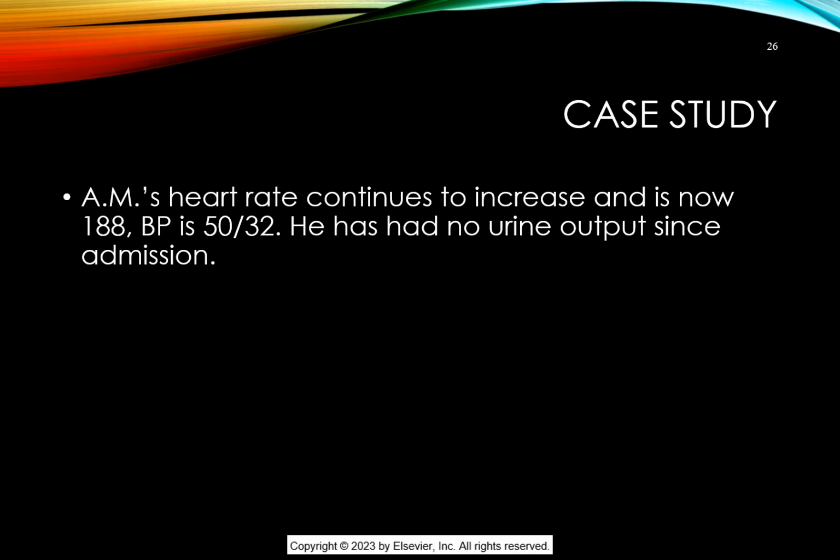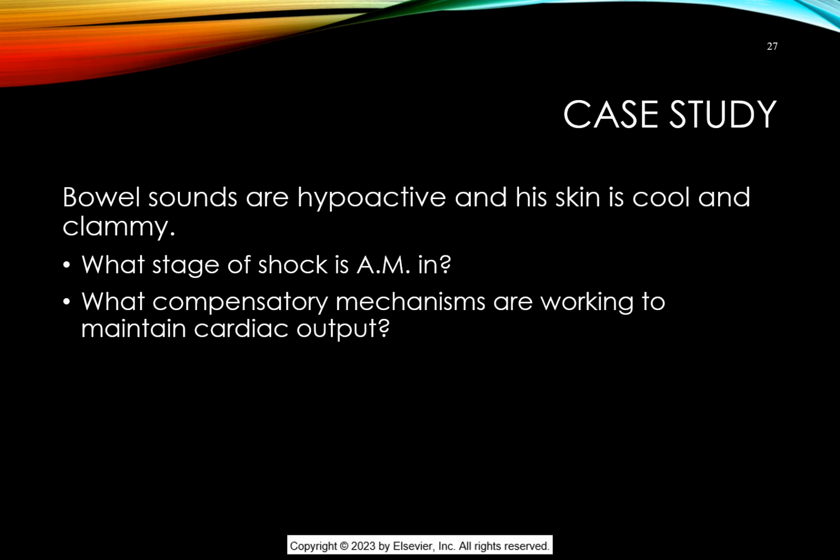So as this patient continues to progress, we're starting to take care of him. His heart rate continues to increase. It's now 188. His blood pressure is now 50/32, and he has no urine output since admission. His bowel sounds are hypoactive and his skin is cool and clammy. So what stage of shock is this patient in? Hopefully you said compensatory. And what compensation mechanisms are working to maintain his cardiac output?